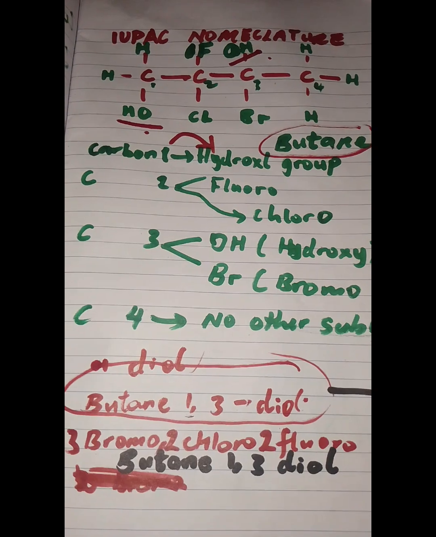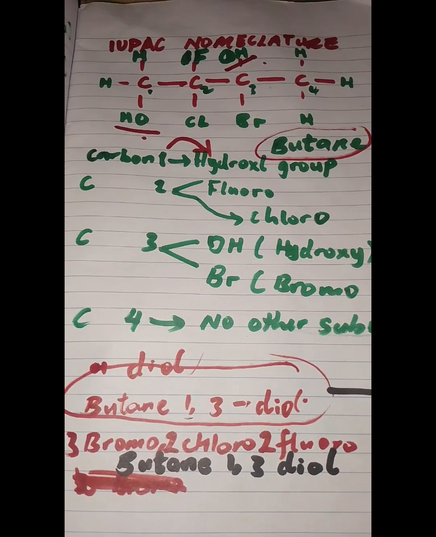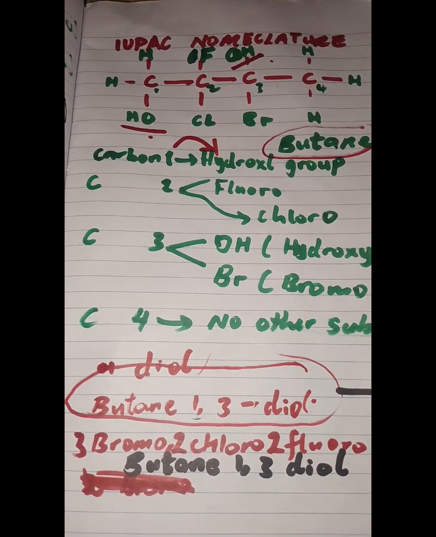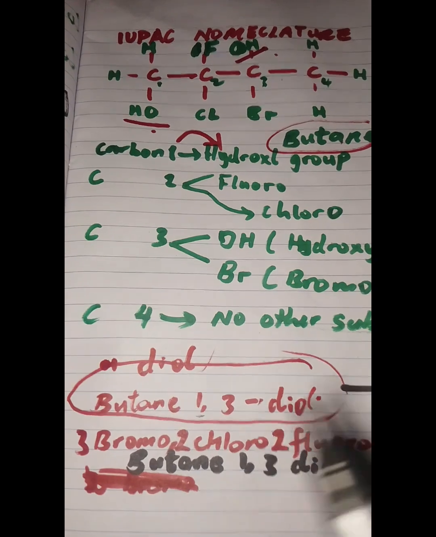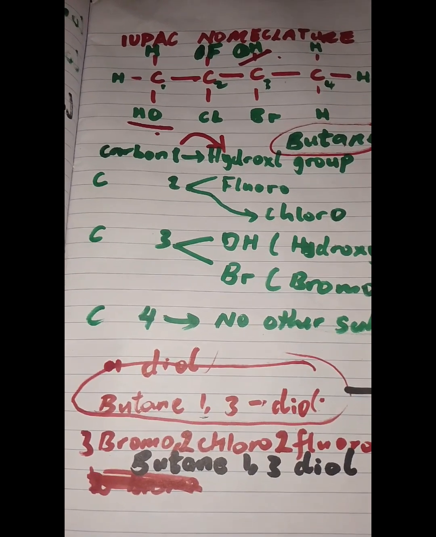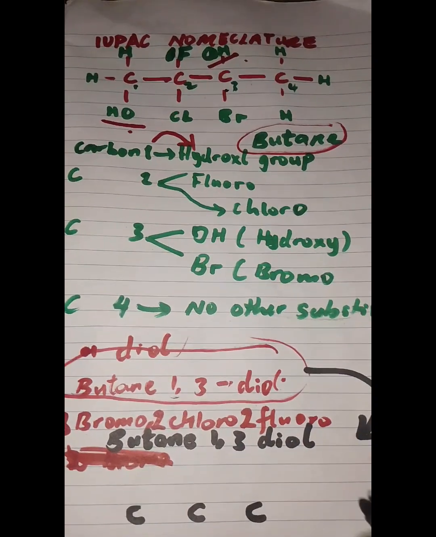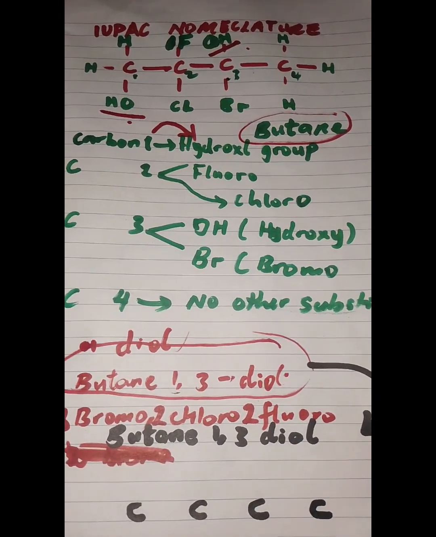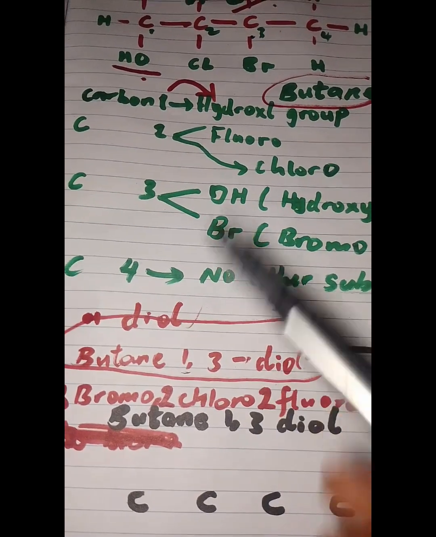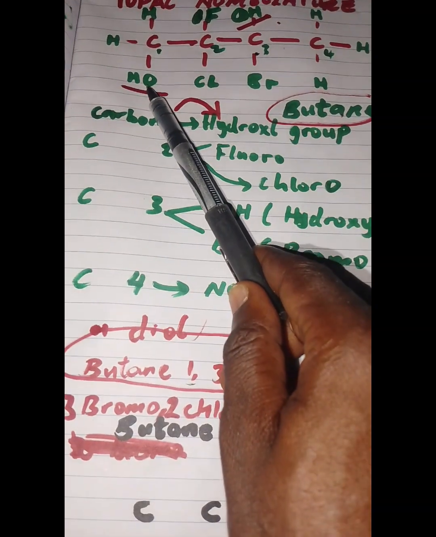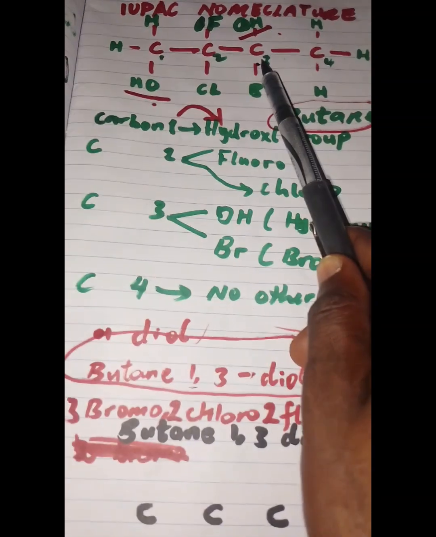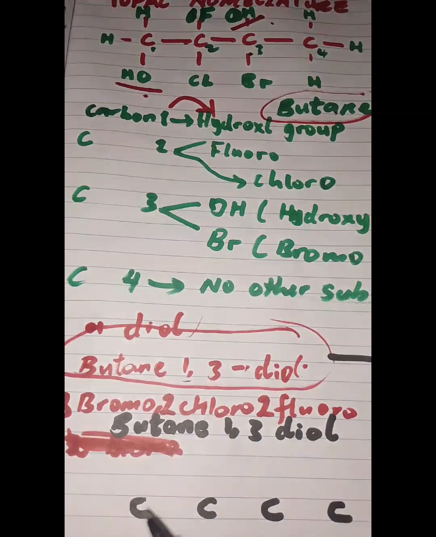To write this in condensed form, first of all, look at the parent name, butane-1,3-diol. Butane means 4 carbon atoms, right? 1, 2, 3, 4. Then 1,3-diol, here and here. That's 1 and 3.